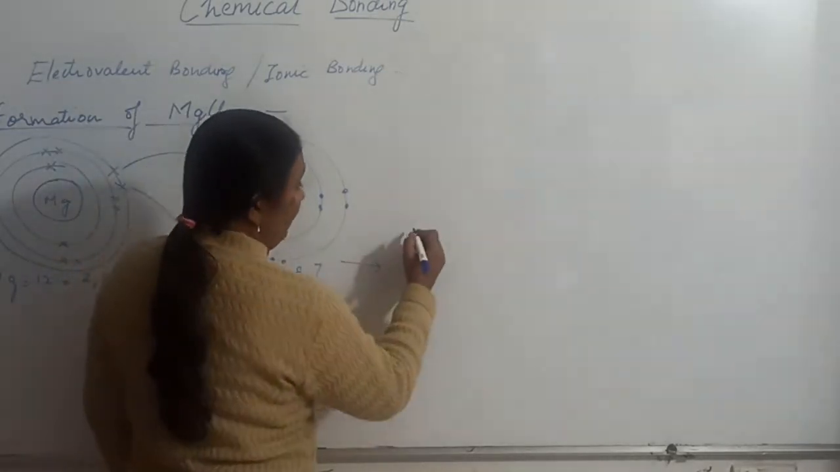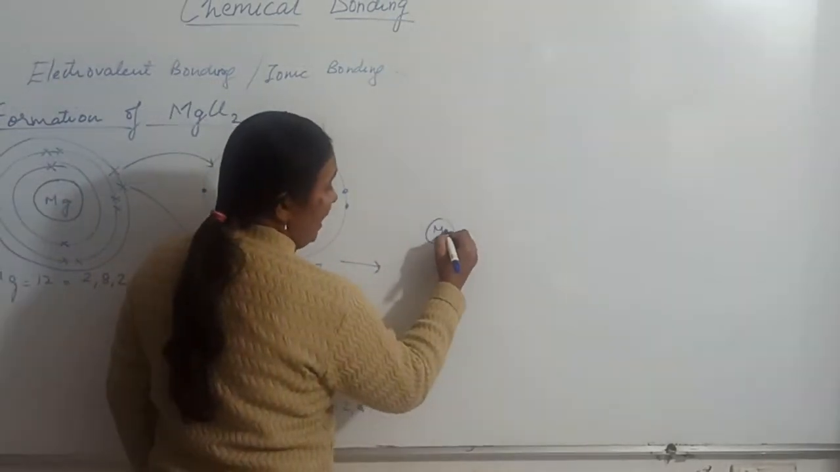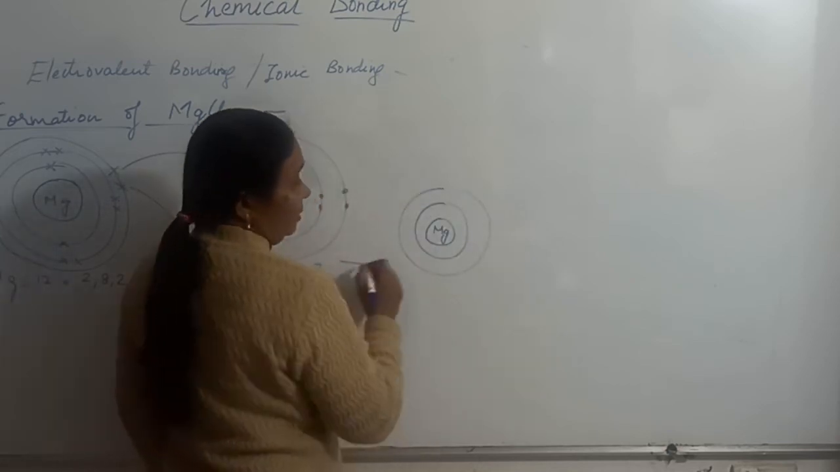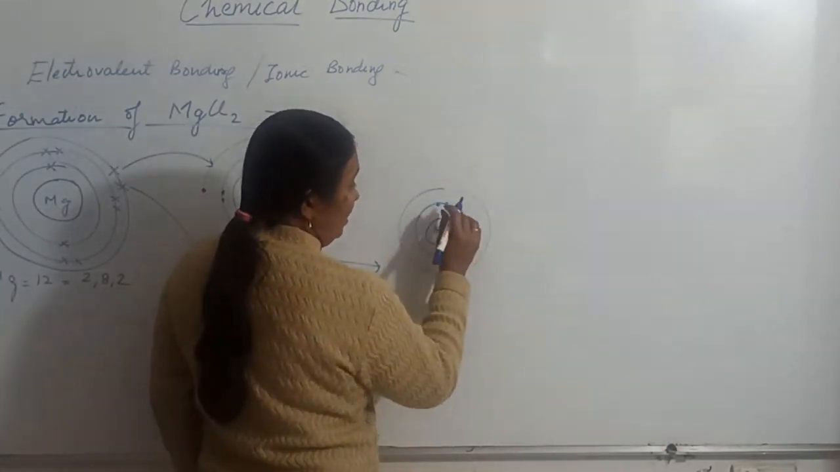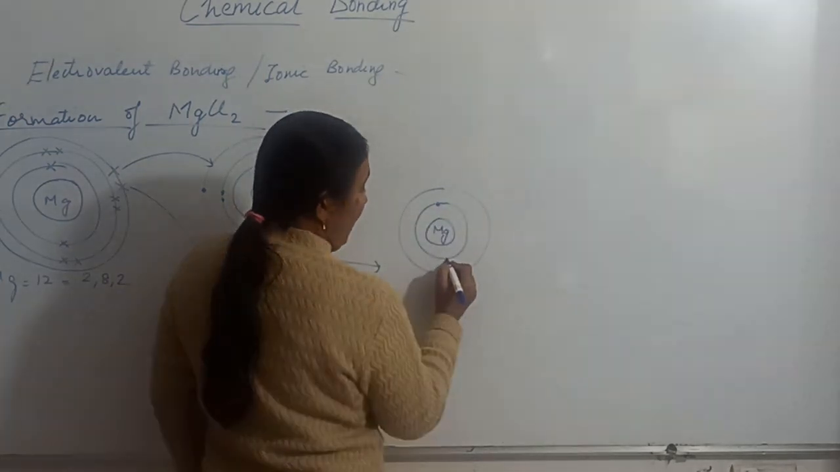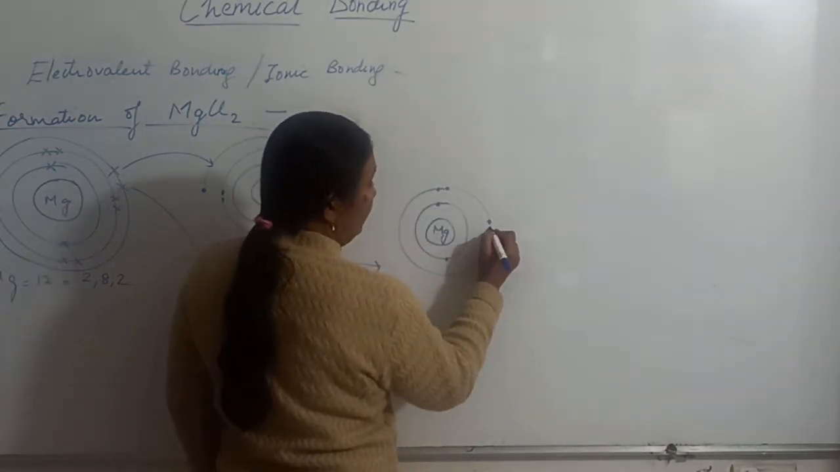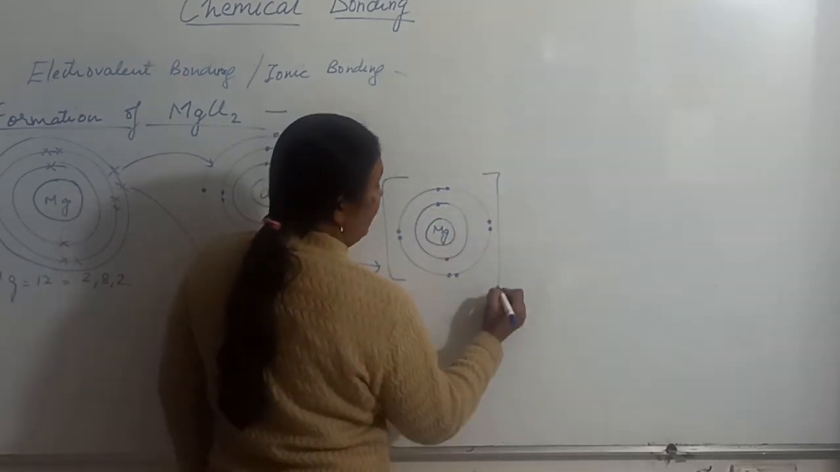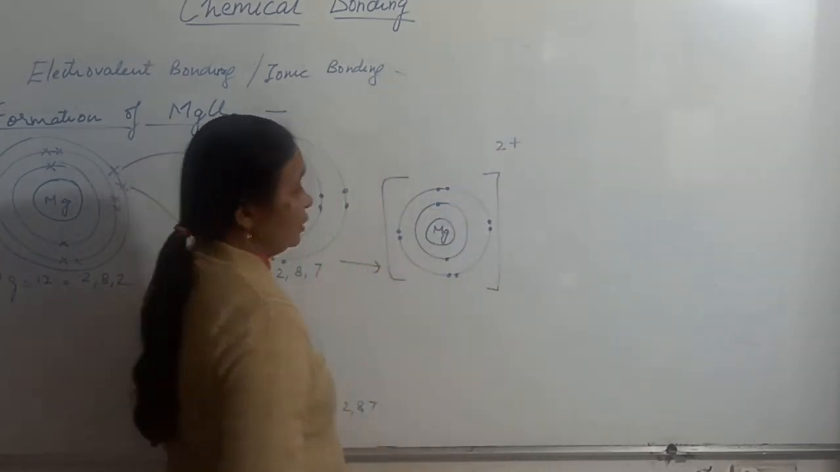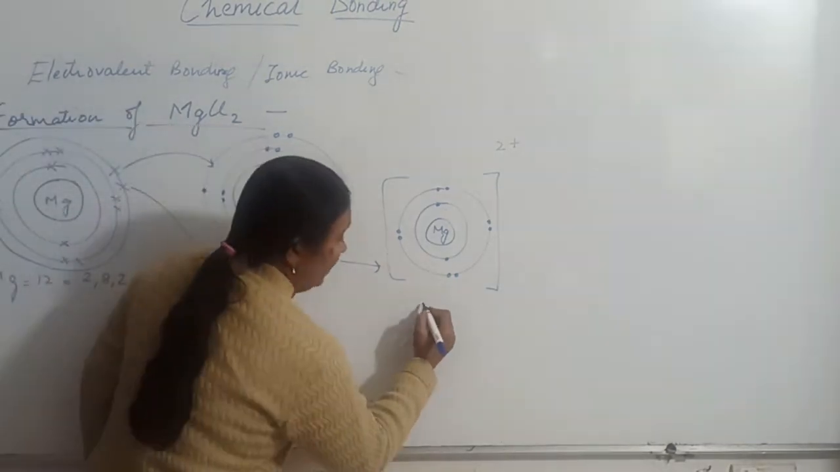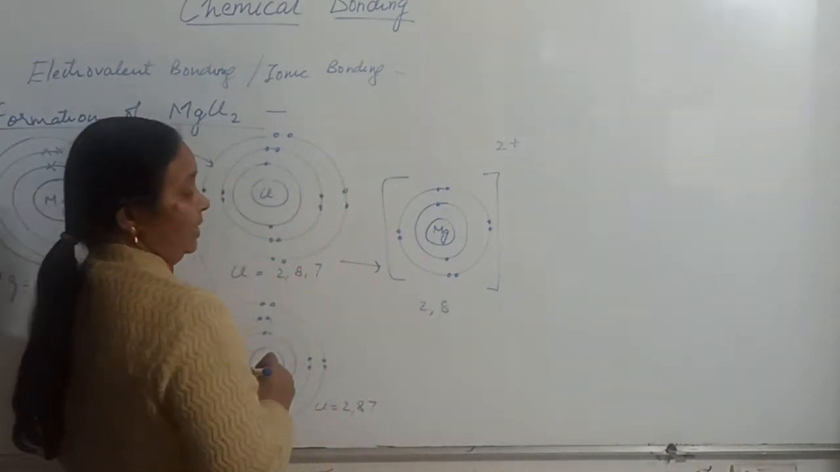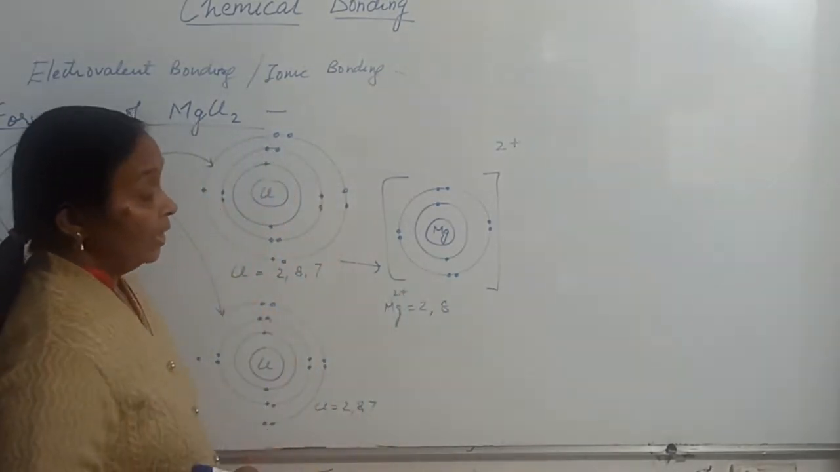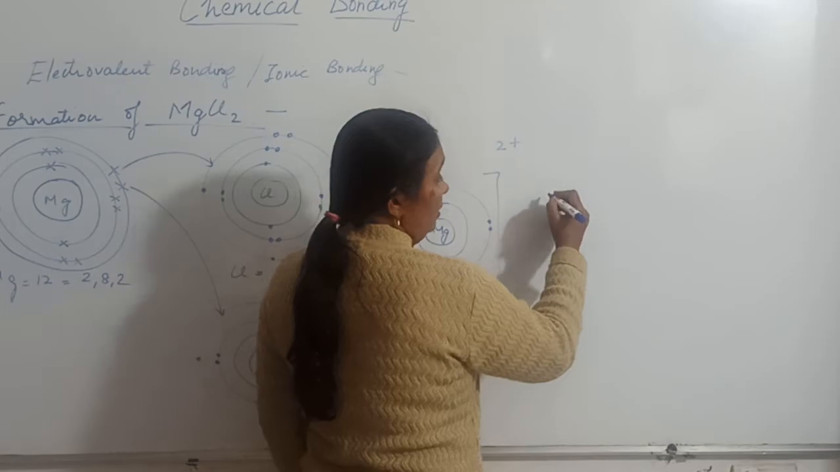So now what happens? Magnesium becomes magnesium ion Mg2+ with 2 electrons in the first shell and 1, 2, 3, 4, 5, 6, 7, 8 in the second shell, and Mg will have 2+ charge because it has lost 2 electrons, and the electronic configuration of Mg2+ will be 2, 8. Mg2+ will be 2, 8, and 2 chlorines are there.